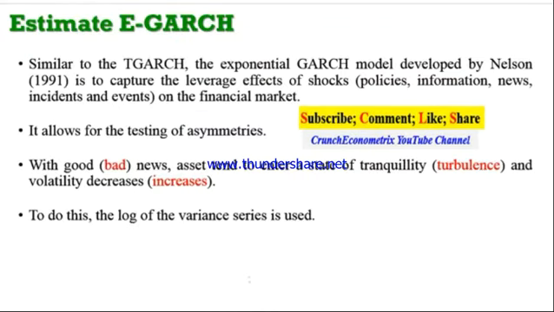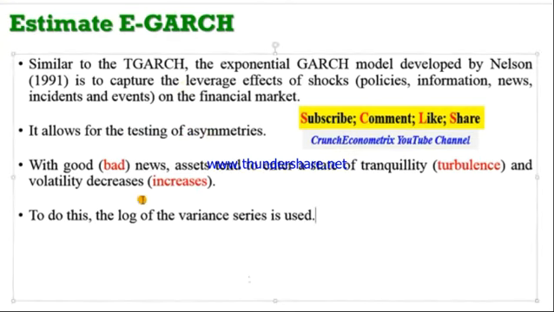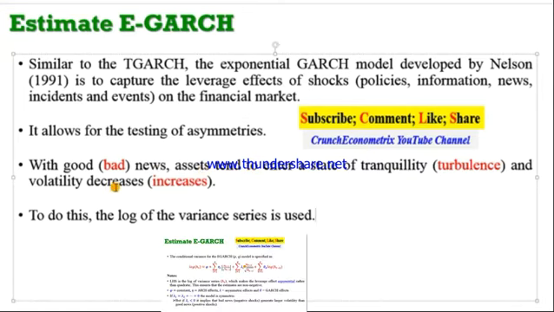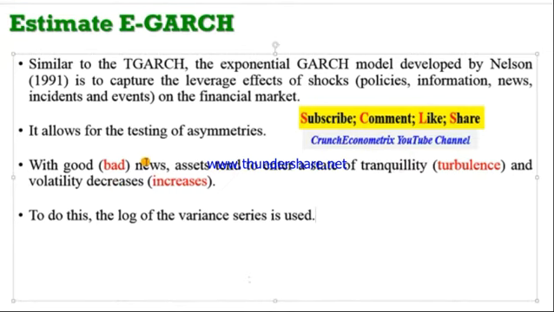Similar to a TGARCH, the exponential GARCH model, as developed by Nelson in 1991, is to capture the leverage effect of shocks. And these shocks could be policies, information, news, incidents and events on the financial market. It allows for the testing of asymmetries. When good news filters into the market, assets tend to enter a state of tranquility and volatility slows, that is, decreases. But when bad news hits the market, assets enter a state of turbulence and volatility increases.